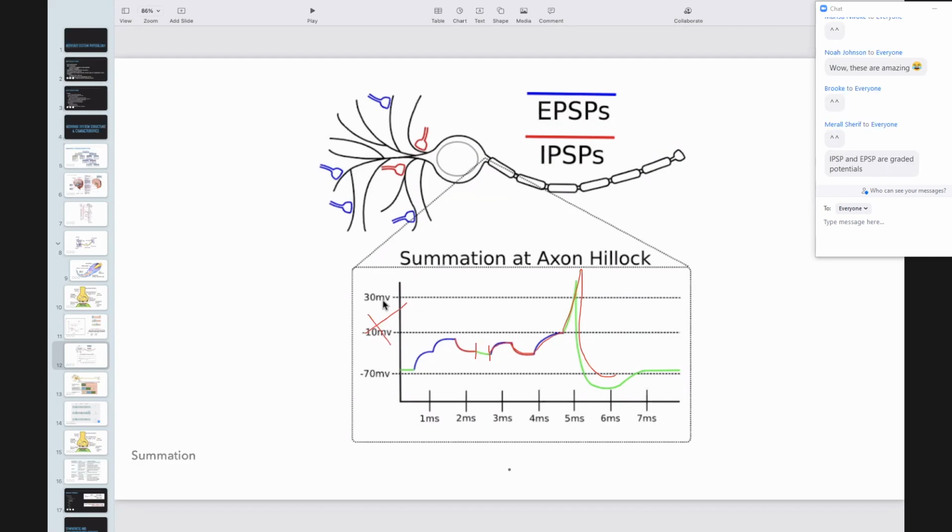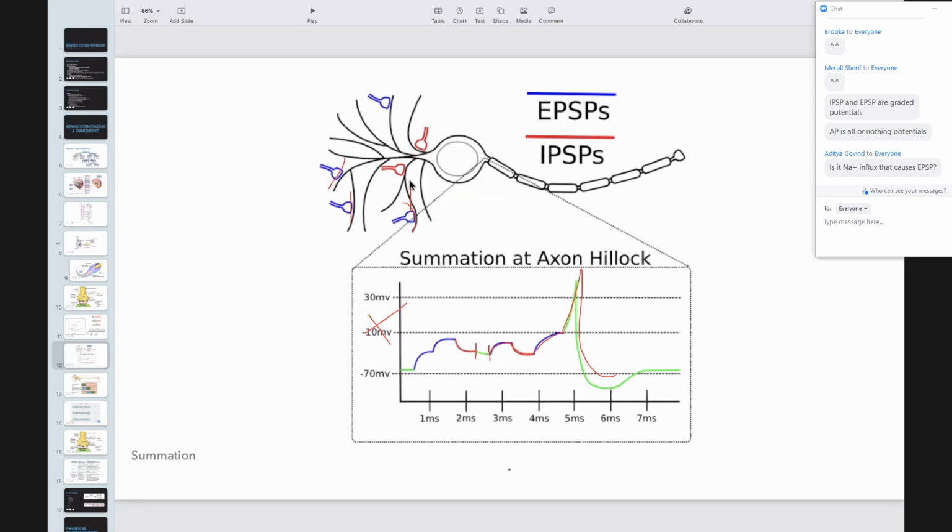They are summative, so IPSPs and EPSPs are graded potentials. Why are they called EPSPs and IPSPs? It's excitatory postsynaptic potential. This is the synapse right here where they meet. This excitatory effect is a postsynaptic potential because it is after that synapse.